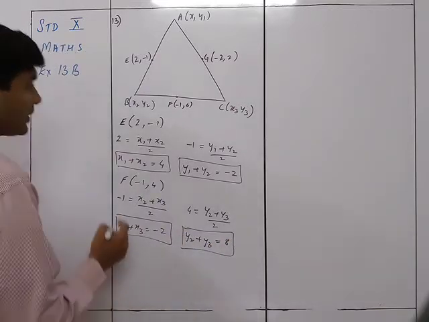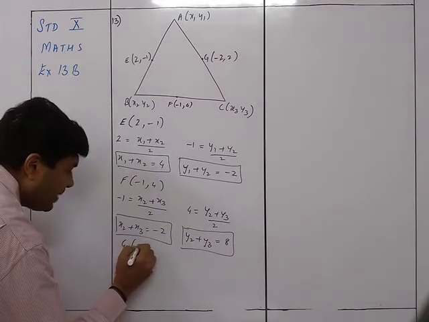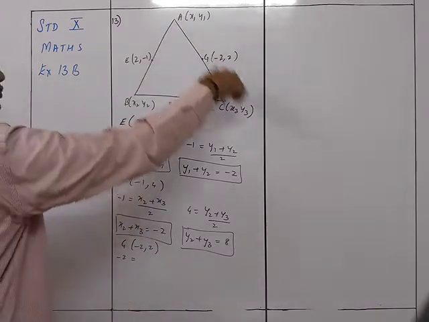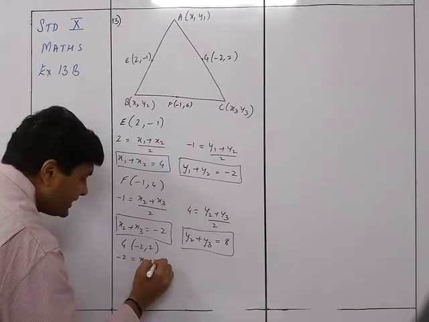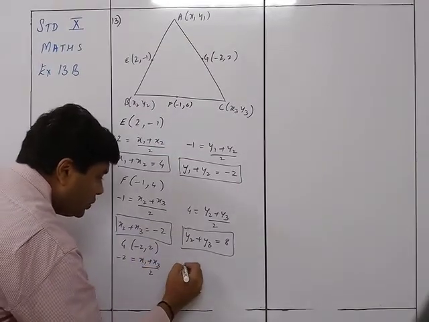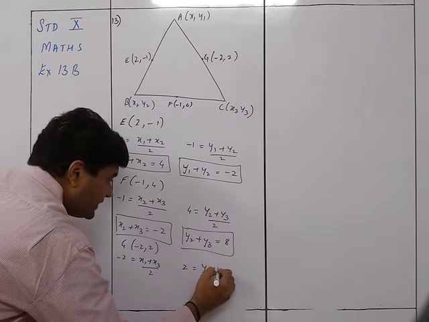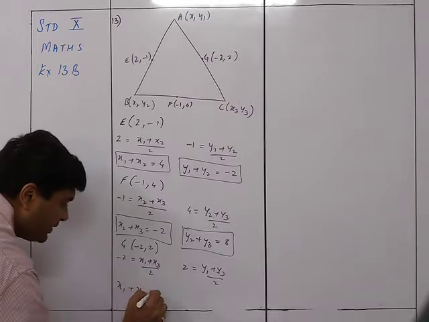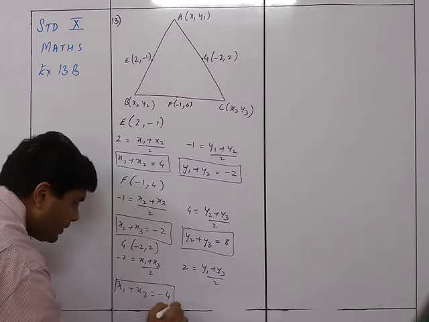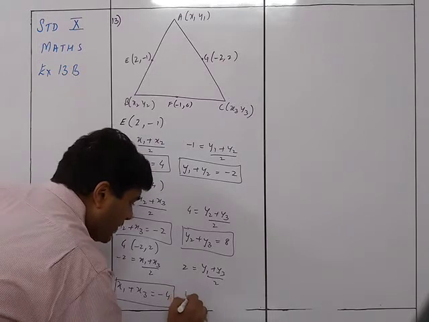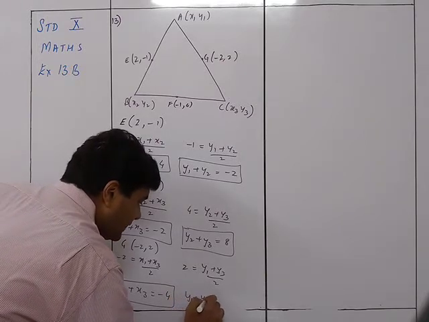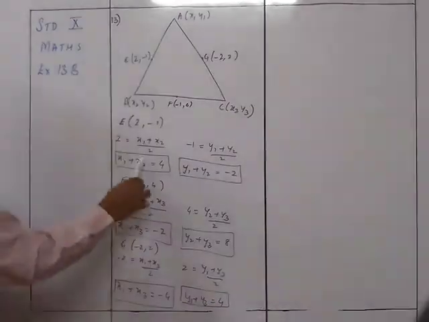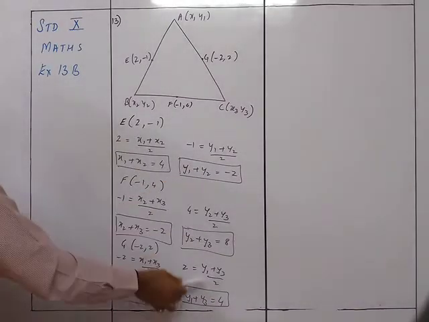Now fifth equation, we have G is minus 2, 2. So we have minus 2 is equal to x1 plus x3 upon 2, and 2 is equal to y1 plus y3 upon 2. Accordingly, we have x1 plus x3 is equal to minus 4. And the next one is y1 plus y3 is equal to 4. So these are the required 6 equations: 1, 2, 3, 4, 5, 6.